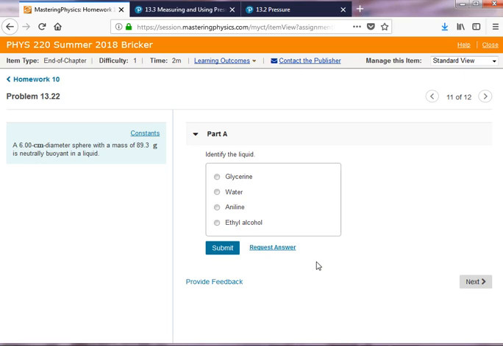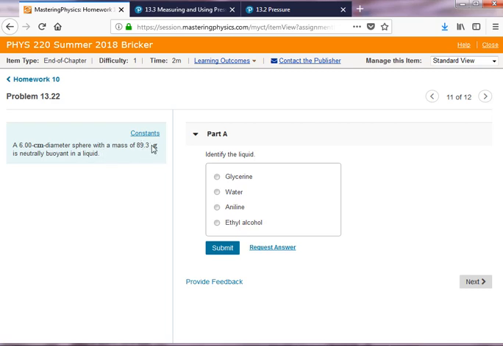Okay, a 6 centimeter diameter sphere, and the mass is given, 89.3 grams, is neutrally buoyant in a liquid. So neutrally buoyant means all the forces up, which is the buoyant force in this case, are equal to all the forces down, which is mg. So for something to be neutrally buoyant, the density of the object is equal to the density of the fluid. So whatever this is submerged in, if it's neutrally buoyant, it has the same density as the fluid. So if you can figure out the density of this object, it's equal to the density of the fluid, and then you can identify the liquid.